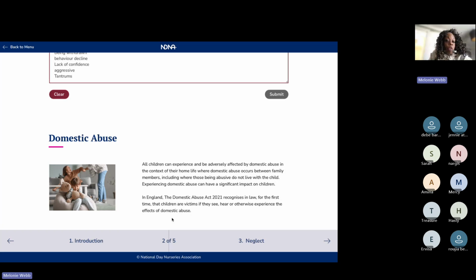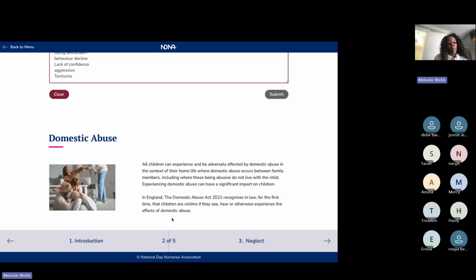All children can experience and be adversely affected by domestic abuse in the context of their home life, where domestic abuse occurs between family members, including where those being abusive do not live with the child. Experiencing domestic abuse can have a significant impact on children. In England, the Domestic Abuse Act 2021 recognises in law for the first time that children are victims if they see, hear, or experience the effects of domestic abuse.